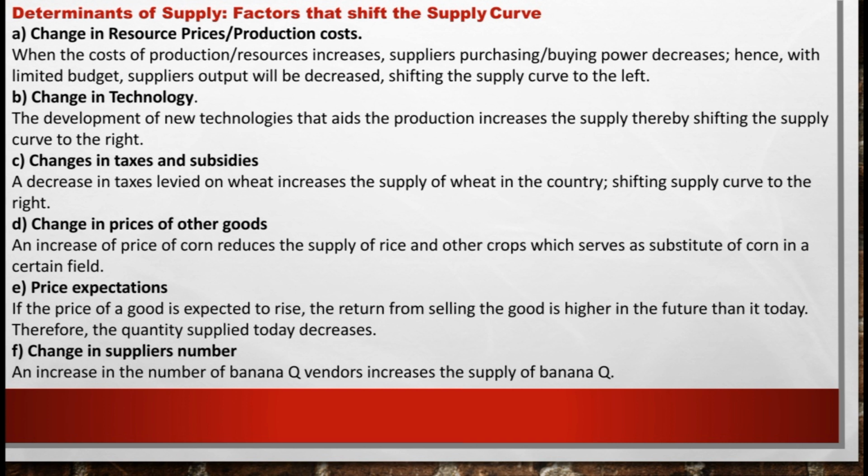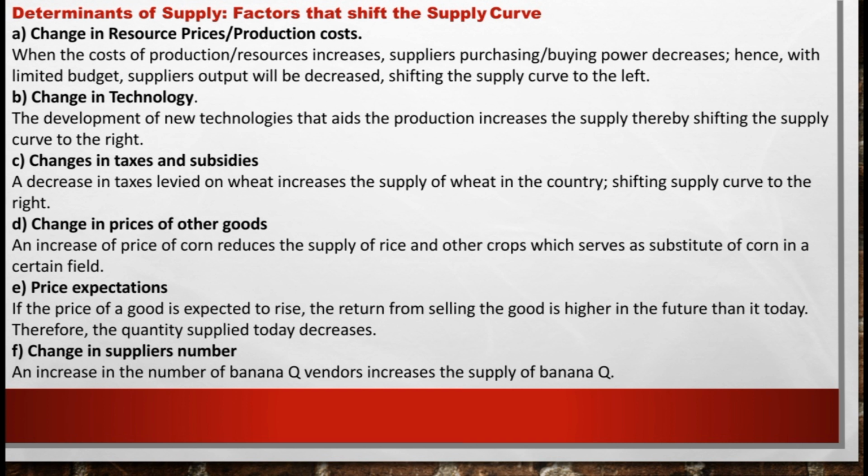We have letter C, changes in taxes and subsidies. A decrease in taxes on wheat increases the supply of wheat in the country, shifting the supply curve to the right. We have letter D, change in prices of other goods. An increase in the price of corn reduces the supply of rice, the other crop which serves as a substitute for corn in a certain field.